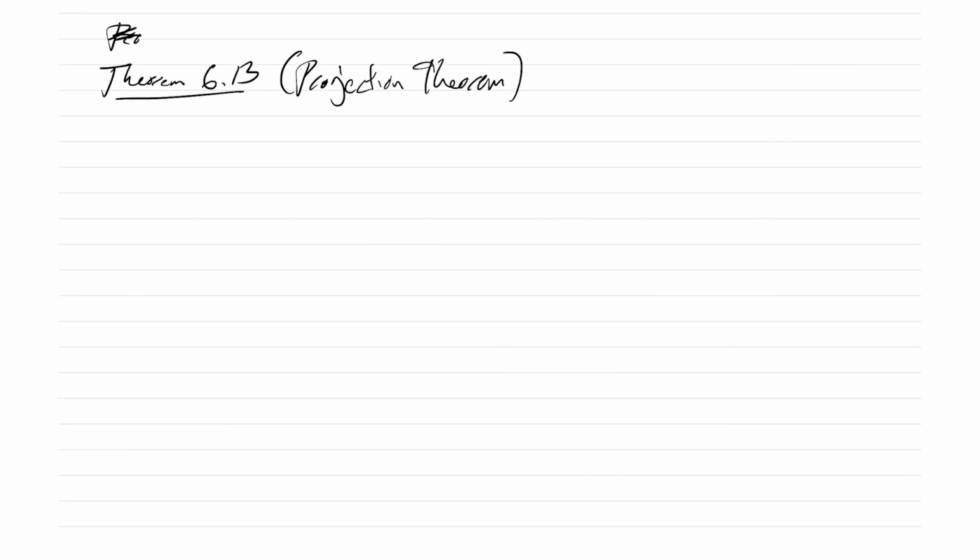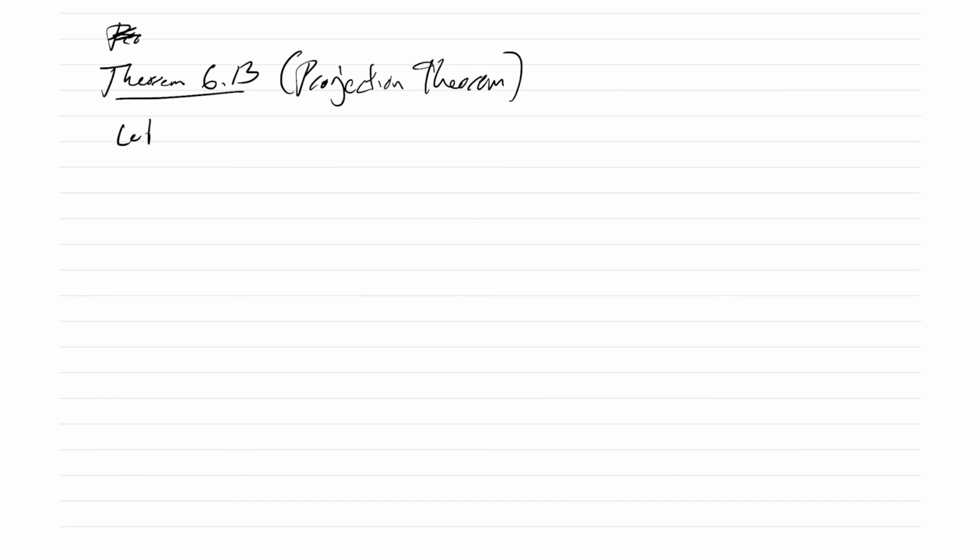Okay, so let's go on to the next thing. Now we're getting to slightly more important results. We have our projection definitions and our orthogonality definitions, so we can start talking about projections. This is Theorem 6.13 in the book, the projection theorem, and this is really important for approximation theory.